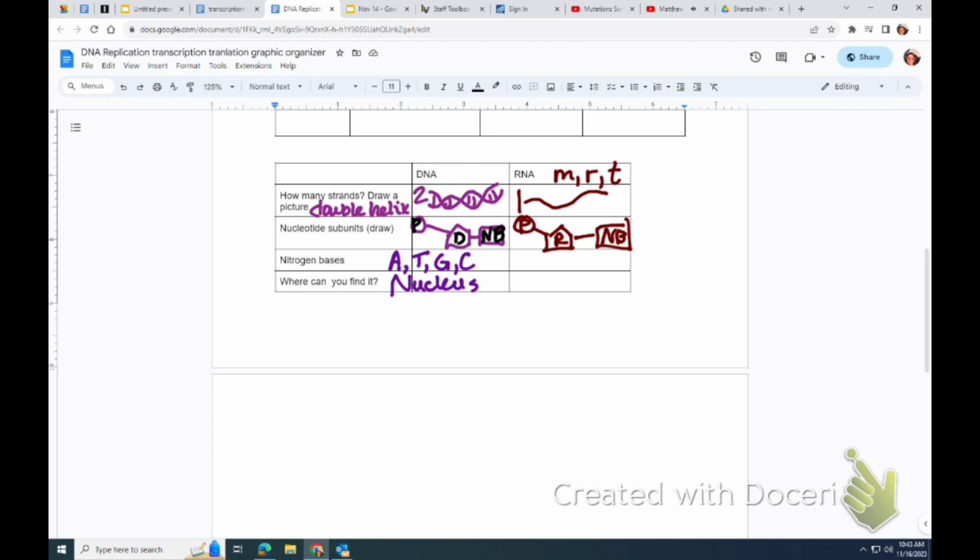The bases in my RNA are A, U, G, C. So T's gone now. We can find these in the nucleus, on a ribosome, and in the cytoplasm.